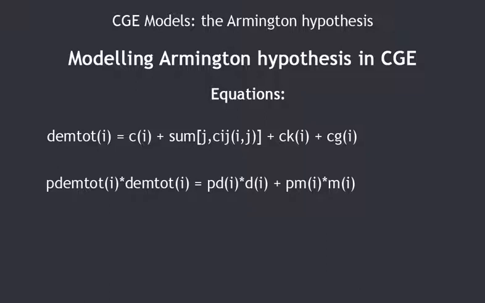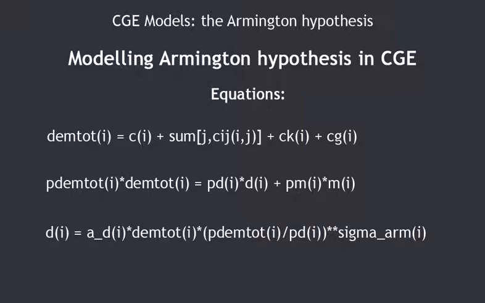The second equation is the total demand in value. That is to say, the total demand in volume, dem tot, multiplied by a composite price of total demand, P dem tot. It's the sum of the value of local demand for local goods, PD multiplied by D, plus local demand for foreign goods, that is to say imports in value, PM multiplied by M. You can understand this equation as the determination of the composite price of total demand, P dem tot, which is a weighted average of PD and PM.